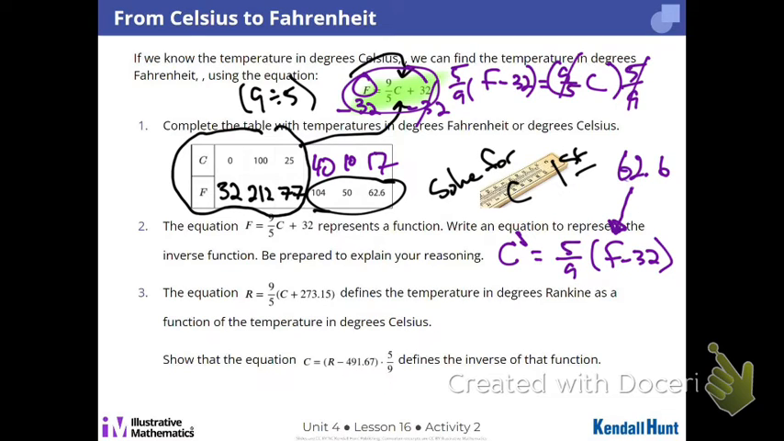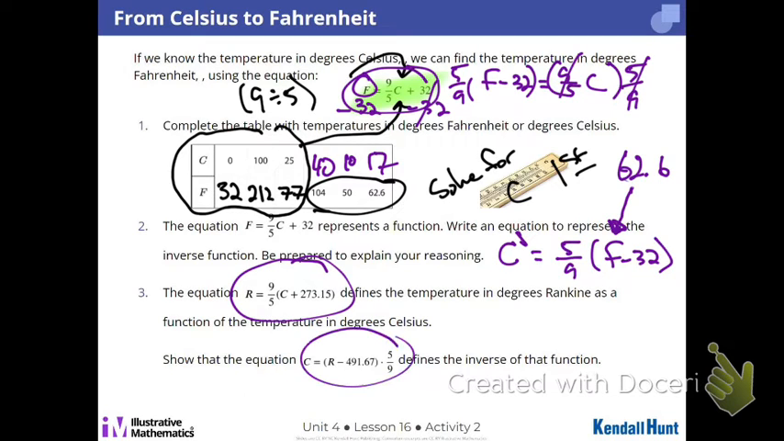Now, we're not going to spend a ton of time on this Rankine. I'm going to show you what's up with this. That's the one that they use. It's like a Fahrenheit to Kelvin kind of thing used in thermodynamics. So it's a real unit. And what they're saying is, if I know Celsius, I can find the Rankine by doing this.